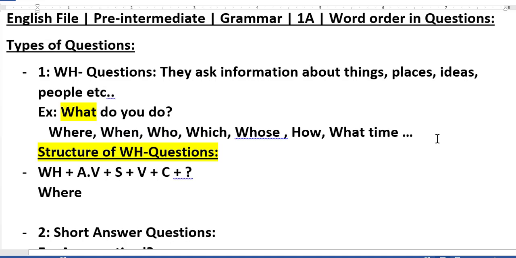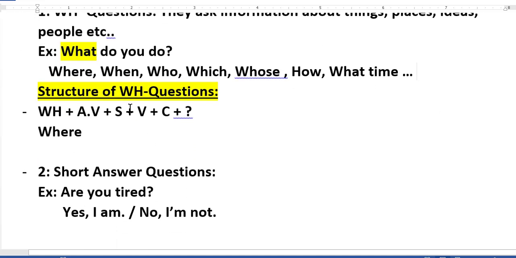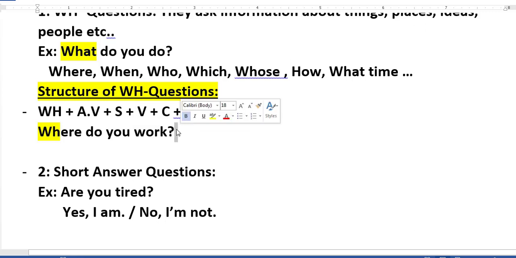Okay, so as I said, let's go to the structure of WH questions. First, we have where. And if you're using simple present, so what do? The auxiliary verb is do and does. Where do you work? Where do you work? So look at this one. WH, yes, WH. This is what? Auxiliary verb. This is what? Subject. This is what? Verb. It's okay because it does not need complement, so a question mark.